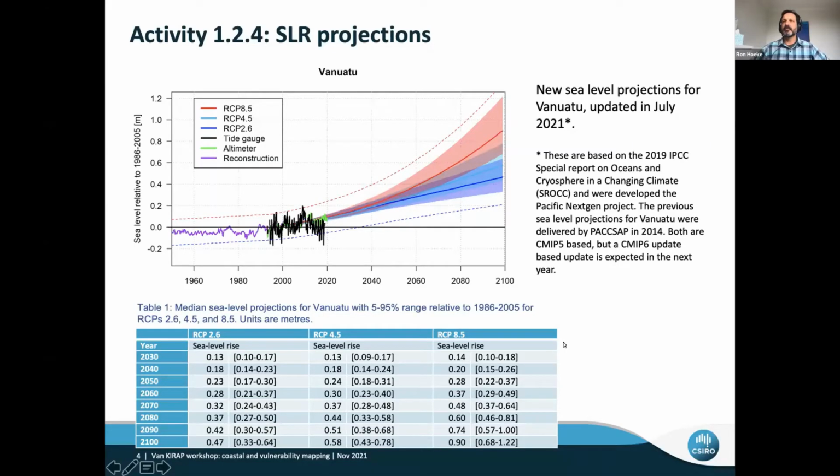These have been delivered actually as part of the Pacific Next Gen project, and they are still CMIP 5 based, but our CSIRO project team have really combed over the CMIP 5 data and improved the sea level rise projections from these. These will be delivered to Vanuatu in a report, but they're also a component of what we're delivering in this KIRAP project. So there's just a table of, I guess, the most salient findings of that, which is the sea level rise projections under 3 different scenarios out to 2100 in the bottom.